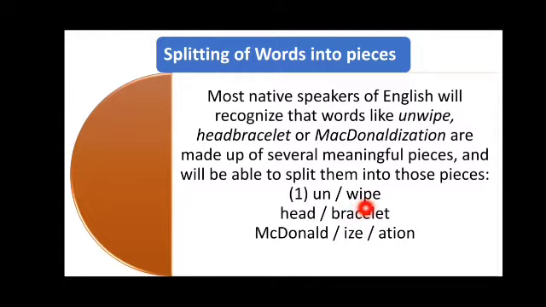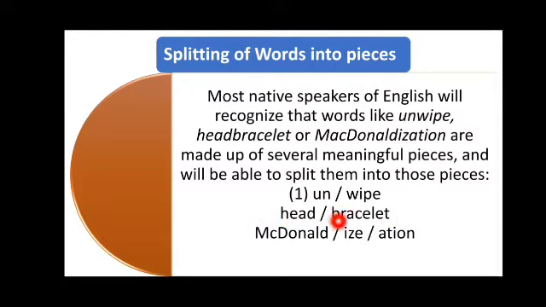So native speakers of English will know how to split a word and what is the meaning of each part of that word. Similarly, we have another word, hat bracelet. One part is hat while another part is bracelet. Similarly, we have a third word, McDonaldization. We can split the word McDonaldization into three parts. One is McDonald, one is iz, and one is ation.